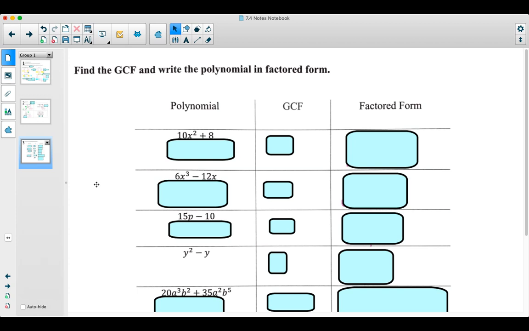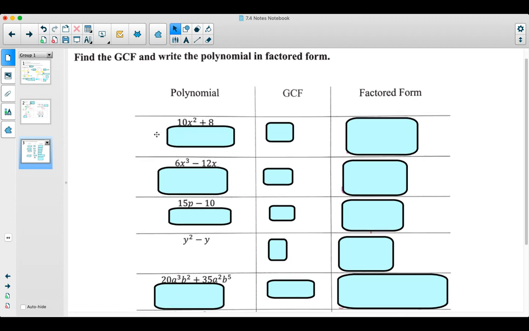Okay, in this last video, what we're going to do is put both of those skills together. So what I want you to do in your notebook is make a similar table with polynomial, GCF, and factored form at the top. Our goal is to find the GCF and then rewrite our polynomial that was in standard form in factored form. So kind of a two-part thing. We need to find the GCF and then rewrite it in its factored form.